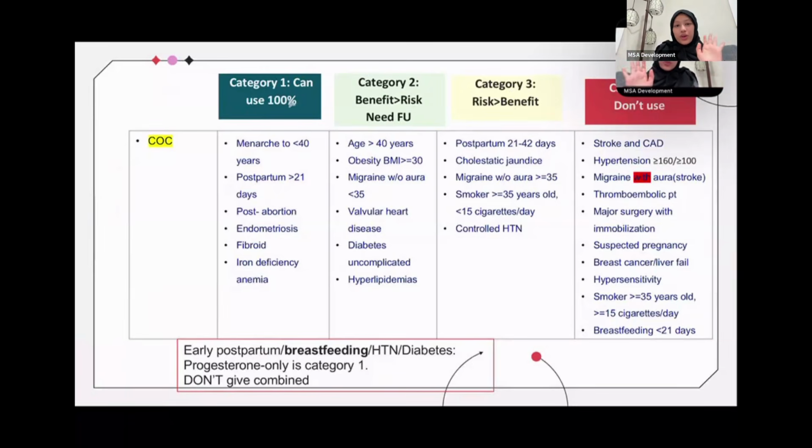Now we said if we want to use it, these are the situations where we can use it. So up to 40 years. So postpartum more than 21 days, I'll come to this. So post abortion, you can use it. Anything that is normal, it's okay. You can use like fibroid, iron deficiency, anemia. There's nothing stopping them. Everything that I mentioned before, like endometriosis, painful periods, right? What is important is to know the difference between these. So you see here, age more than 40 becomes a gray area, but you can still use it. Obesity, someone who is having more than or equal to 30 BMI, you can still use it, but try to follow up.